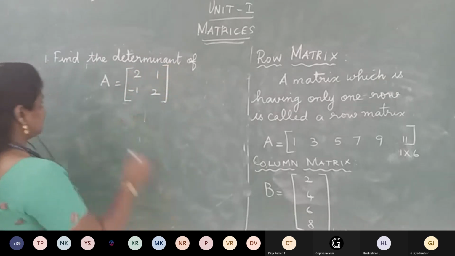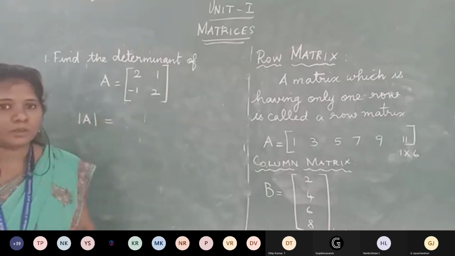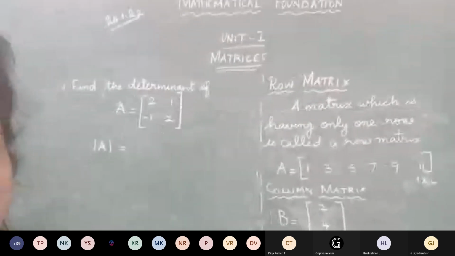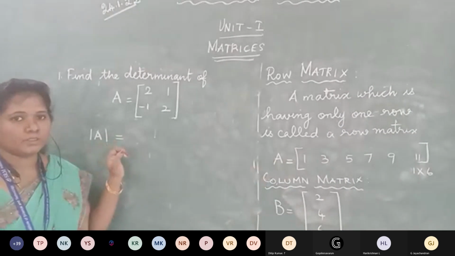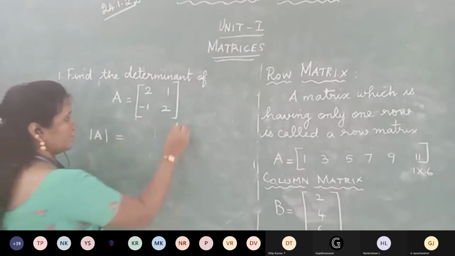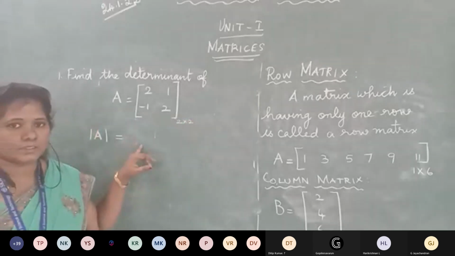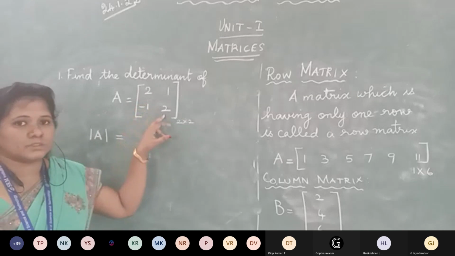Okay. So determinant is nothing but this is how you represent your determinant. You represent your determinant like this. How do you find out your determinant? This is a 2 cross 2 matrix. You're going to find out the determinant. So the determinant formula is this term into this term.